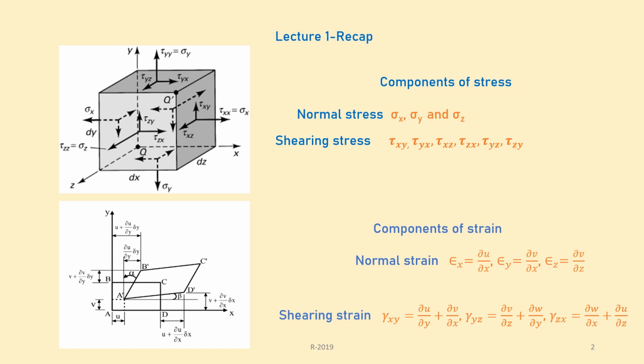We also learned in lecture 1 the various components of strain, the normal and the shearing strain. Normal strain is notated as epsilon, shearing strain gamma. So there are 6 components of stress and 6 components of strain.